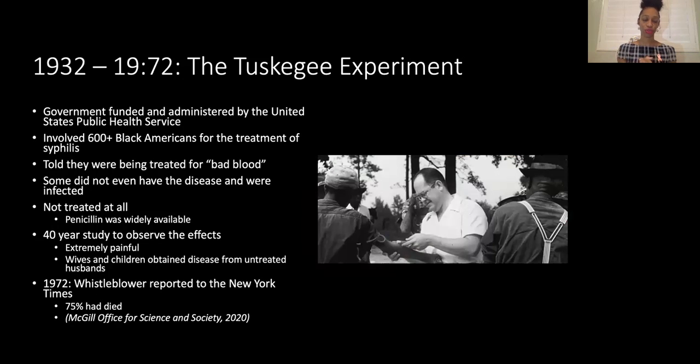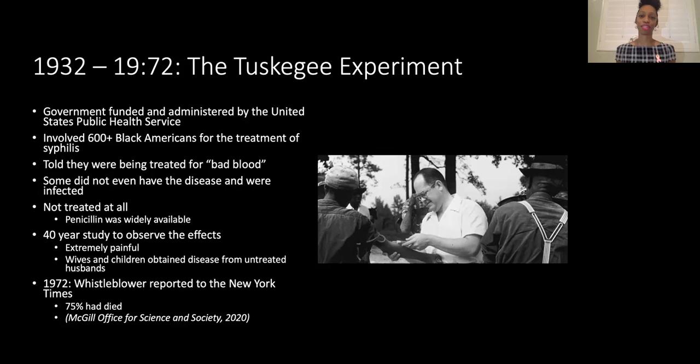As we move on to 1932 through 1972, roundabout, we come to the Tuskegee experiment. And the Tuskegee experiment really was one of those horrific blots on American history, whereas this was a government funded project, administered by the United States Public Health Service, funded and administered by them, which involved 600 plus Black Americans for the treatment of syphilis.